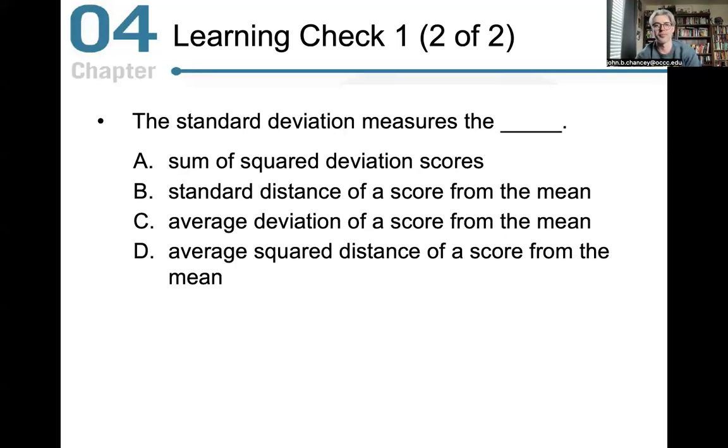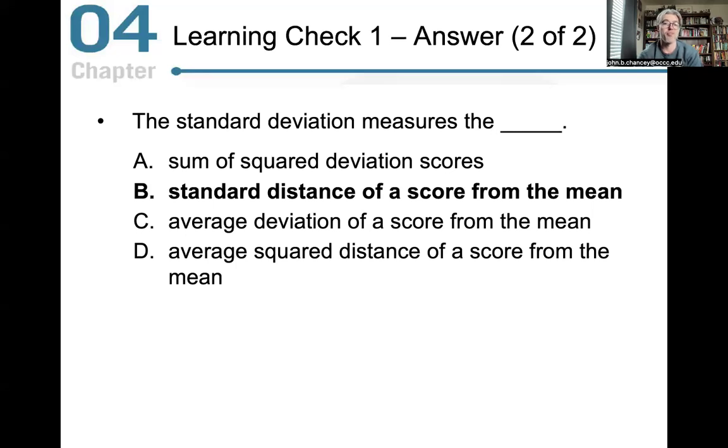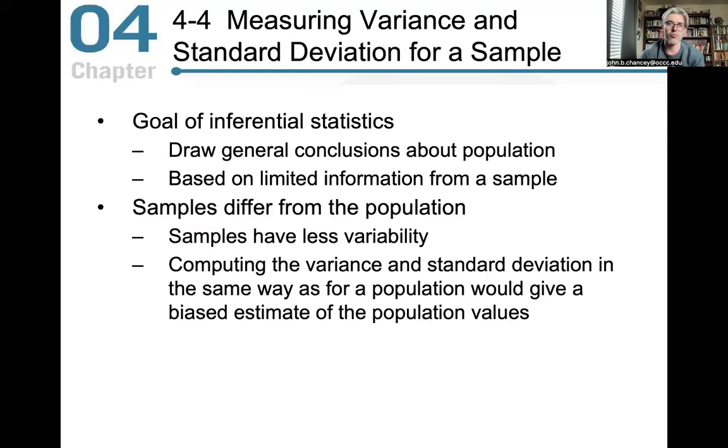Okay, in this case, the correct answer is B, the standard distance of a score from the mean, or the average distance from the mean in this case. Okay, so measuring variability and standard deviation with samples. This is really going back to day one. Remember, we are collecting data from samples so we can make inferences about our populations, because most of the time we cannot collect data from the population. That's too time consuming. We just don't have enough time, money, resources, whatever.